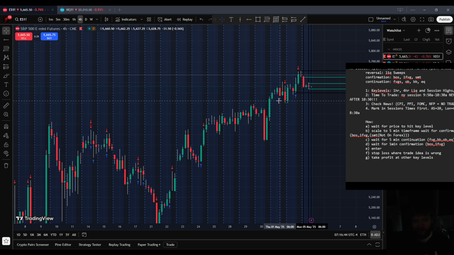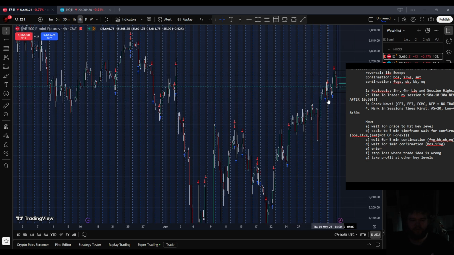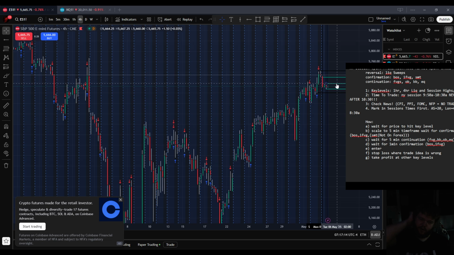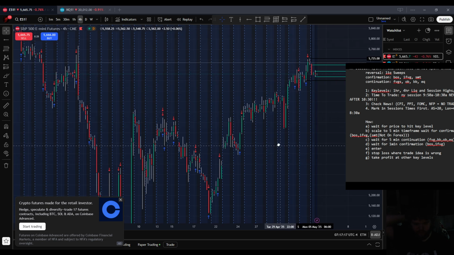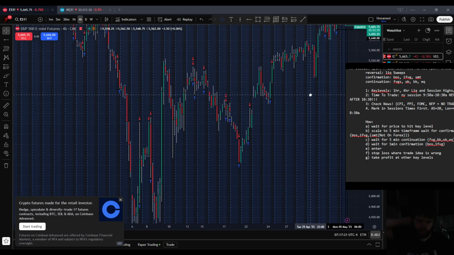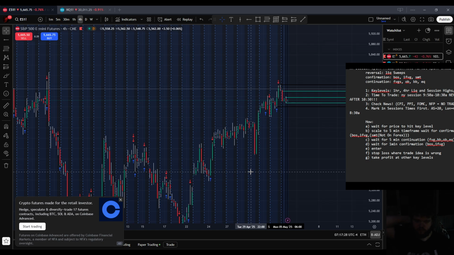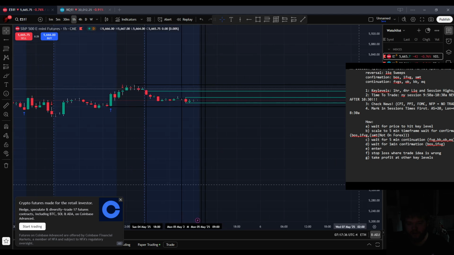I think price is going to continue higher. This fair value gap here. Okay. We have one sign on the 4 hour that says price is going to continue higher, but everywhere else it's saying price is continuing lower.